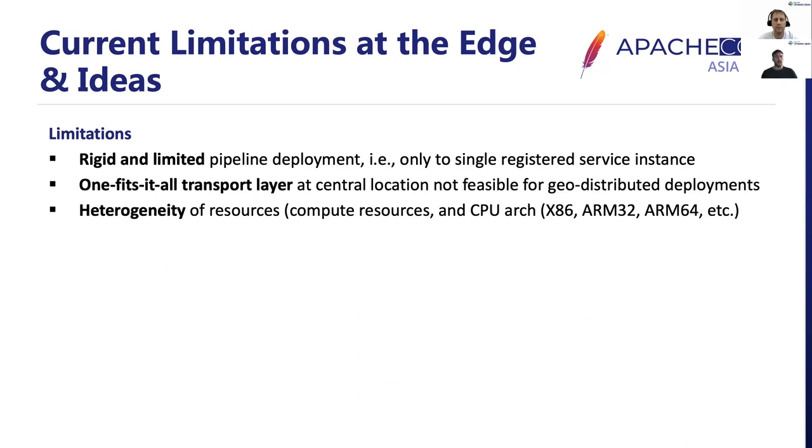So currently the pipeline deployment is rather rigid and limited because users don't have any options where to deploy individual processing. So there's no way to say, okay, I want to run that process on that node and the other one on another node. Second point is that we currently only use a one-fits-all transport layer at a central location, which is fine if we talk about cloud deployments and cloud infrastructures where we can use the scalability of currently available message systems. But for a geo-distributed deployment, it's not feasible to have this excessive round trip communication between individual pipeline elements. And lastly, a point that hits us all when we talk about edge computing is the heterogeneity of different compute resources and architectures of the different infrastructure nodes.